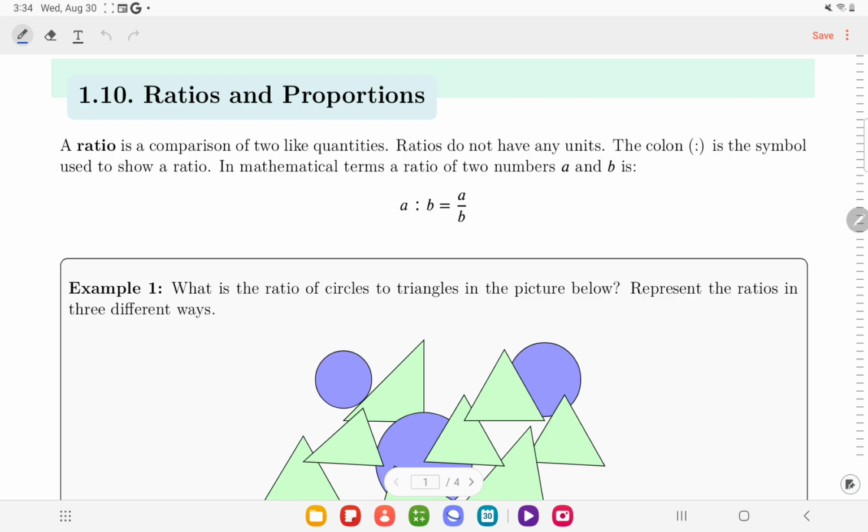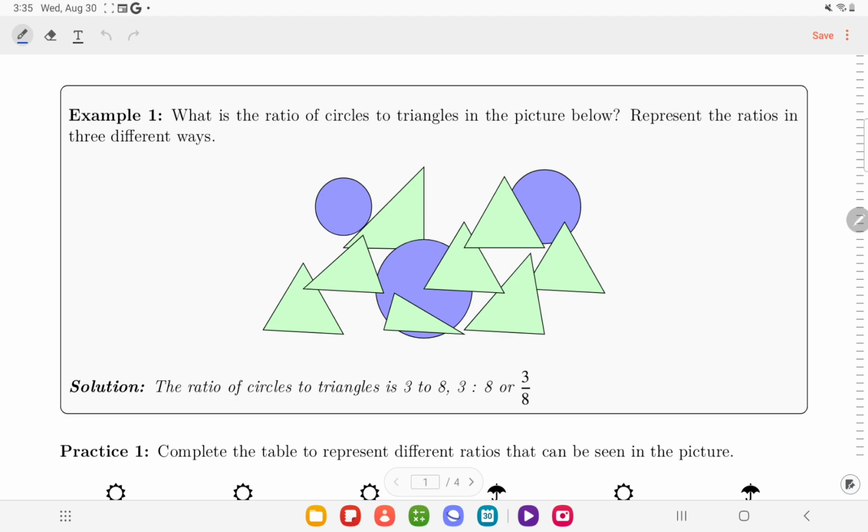A ratio is a comparison of two quantities. In this example, we're comparing a number of circles to a number of triangles. Here we have 3 circles and 8 triangles.